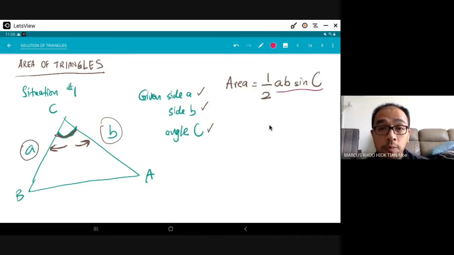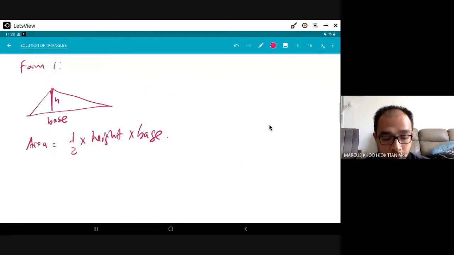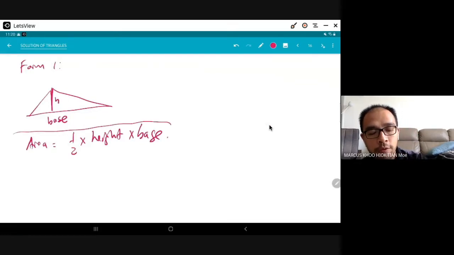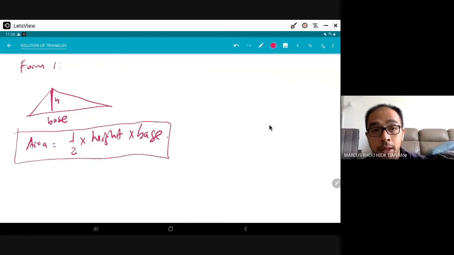So pretty easy, right? Actually, if you want to use this formula, it's really not that difficult. You just have to make sure that the two sides and the angle are connected to one another. You cannot simply change them. And don't forget that you can still use 1 over 2 times height times base, but only if you know the height. If you don't know the height, then you have to use an alternative formula. So there is more than one formula for the area of a triangle.